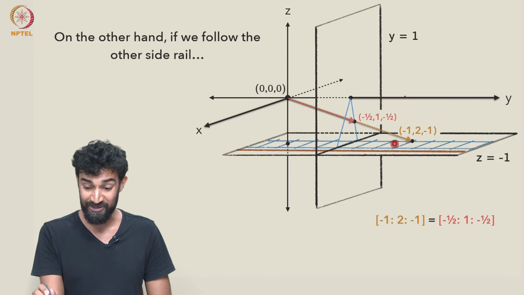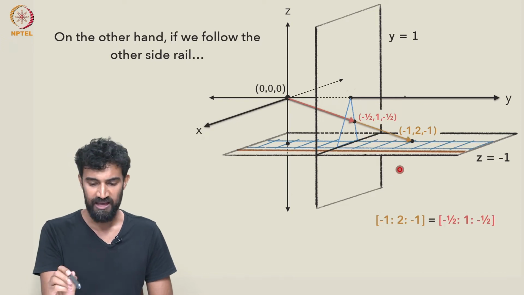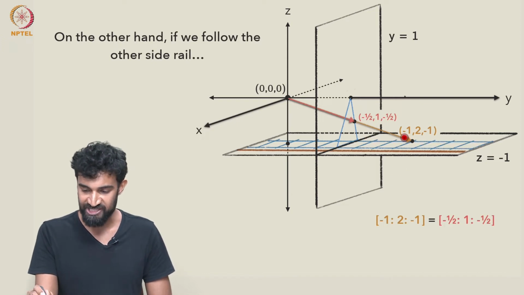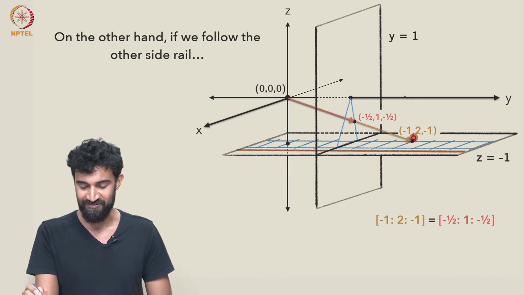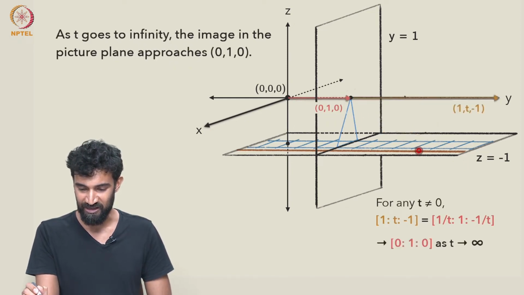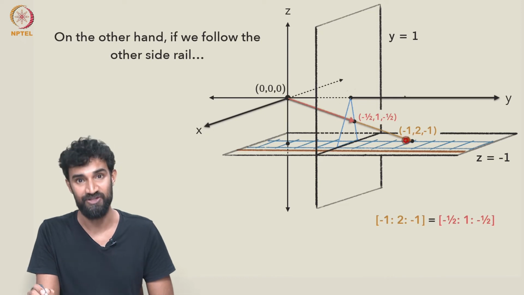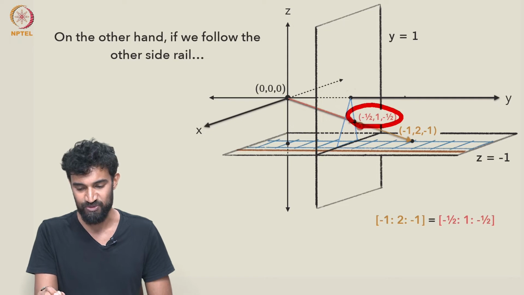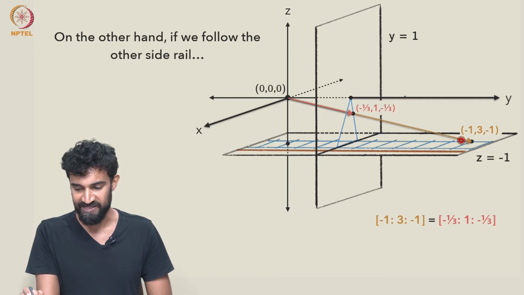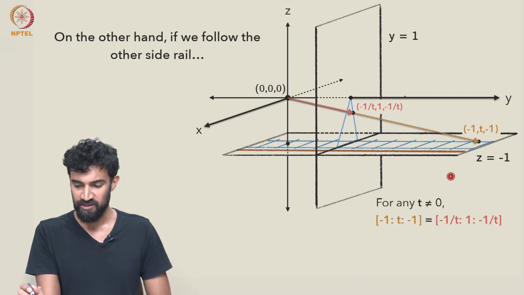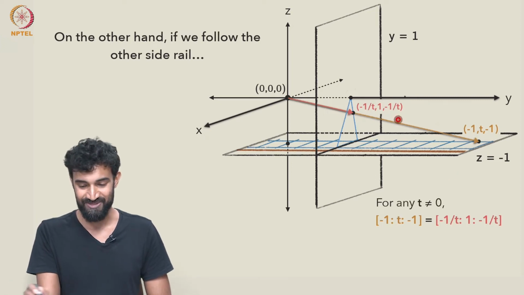And on the other hand, we can look at the other side rail, and this point, minus 1, 2, minus 1 right here. So, as I did earlier, now the x-coordinate is negative, that's the only change. So we have minus 1, 2, minus 1. That has this image point. Minus 3, minus 1, 3, minus 1 has this image point. Minus 1, t, minus 1 has this image point.